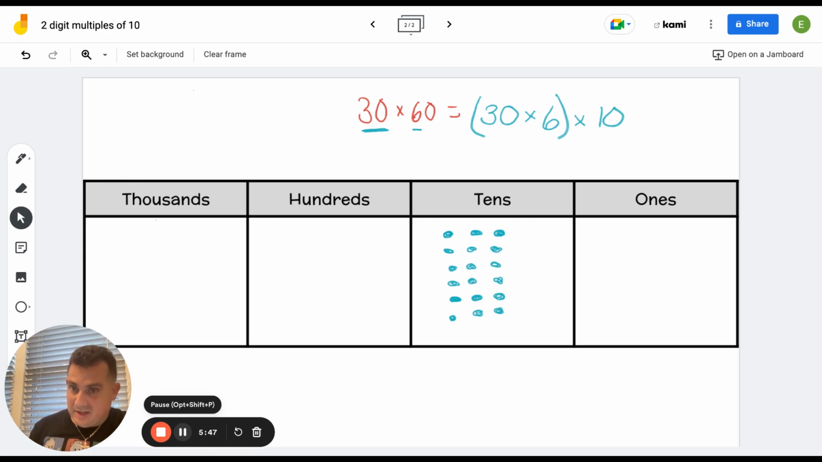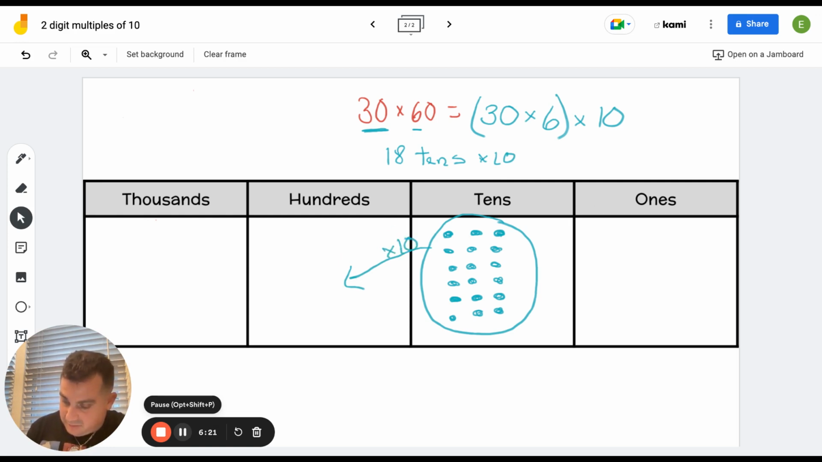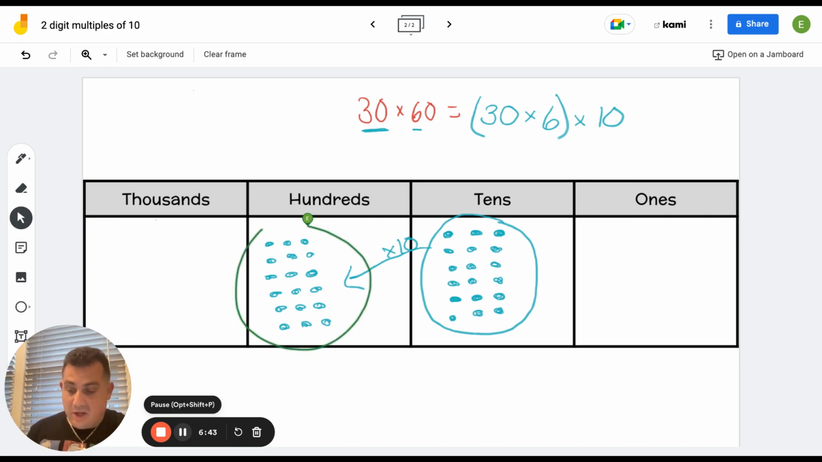But it was 30 times 60, and we know to get from 6 to 60, you have to multiply by 10. So right here, there were 3, 6, 9, 12, 15, 18 tens. So my answer is equivalent to 18 tens. But then I had to multiply that by 10, and that's now going to give me, shifting everything over, 18 hundreds in here. There's 18 hundreds, which is my answer. My answer is 18 hundreds.